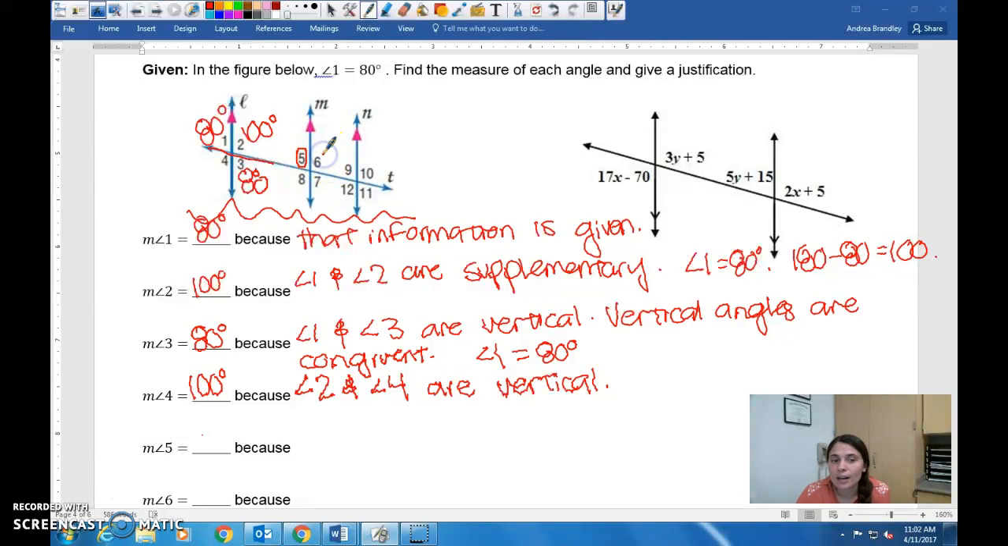Angle 6, and again, you may think of another way to do this, which is totally fine. You just have to have a valid logical explanation for why you're saying what you're saying. So I'm just giving you examples. You can write however you want, as long as it's a logical explanation. So angle 6, I can see is corresponding with angle 2. So I would say the measure of angle 6 is 100 degrees because angle 2 and angle 6 are corresponding angles. Corresponding angles are congruent, and angle 2 is equal to 100 degrees. Those are just a couple of examples, but I'll let you decide how you want to explain that measure 5 is equal to 80 degrees and measure 6 is equal to 100 degrees.